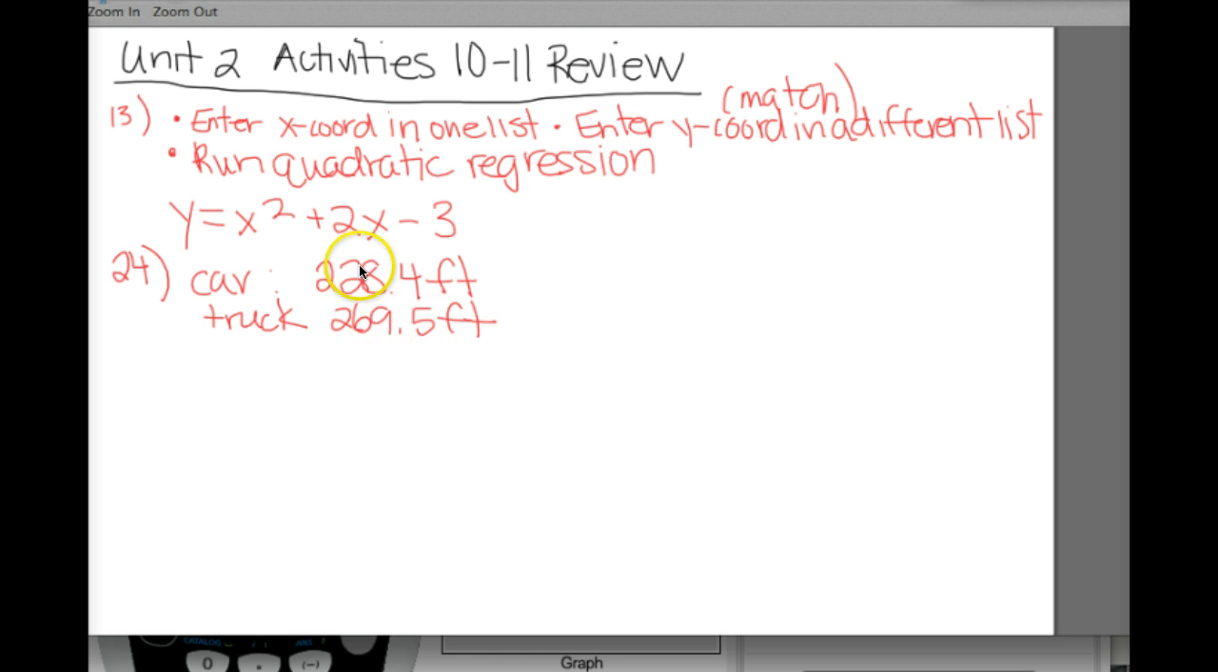So all you're going to do is subtract these two values. So it's approximately, when you subtract those, 41.1, depending on what you rounded to, feet is your answer.